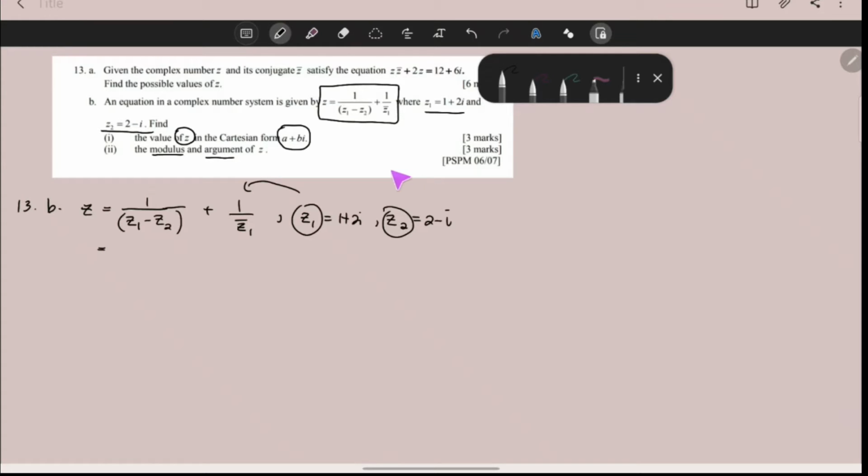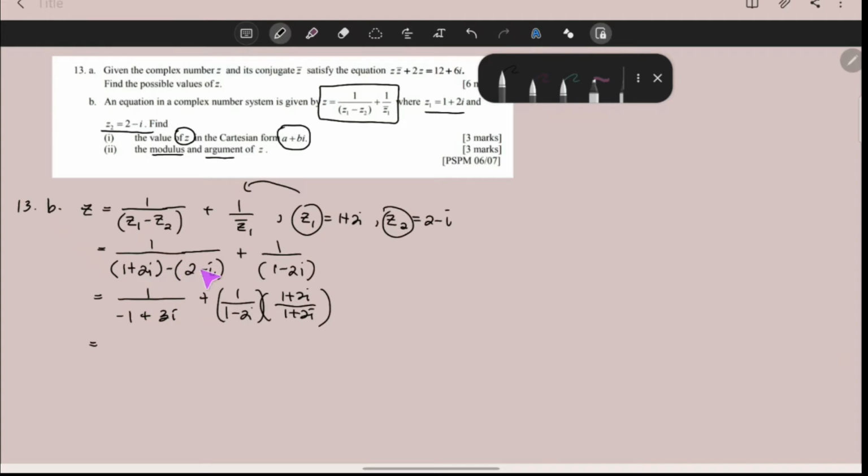So we are going to have z1 here and z2 here. Because of a negative here, we need to put brackets to be safe. And here is z1 bar. z1 is 1 plus 2i, so the conjugate of it is 1 minus 2i. You need to simplify the denominator, and then we are going to multiply with the conjugate.